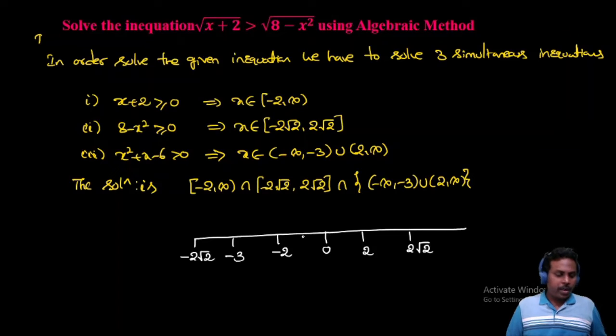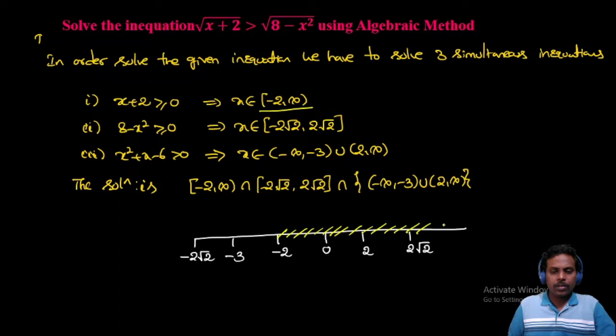Okay, now let me shade the regions. So first one is minus 2 to infinity. I have shaded minus 2 to infinity. And next one is minus 2 root 2 to 2 root 2. So let me shade this minus 2 root 2 to 2 root 2. So this will end up here.